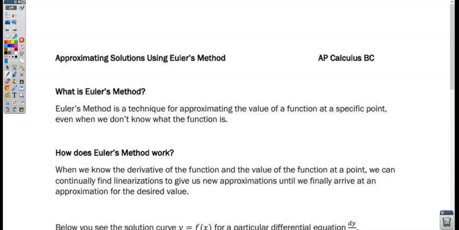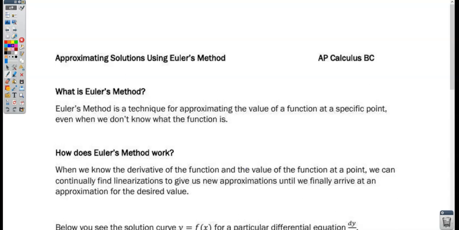Alright everybody, welcome back. This is section 7.5 of AP Calculus BC, Approximating Solutions Using Euler's Method. Okay, so first off, what is Euler's method? Euler's method is a technique that we can use to approximate the value of a function at a specific x value, even when we don't know what the function is.